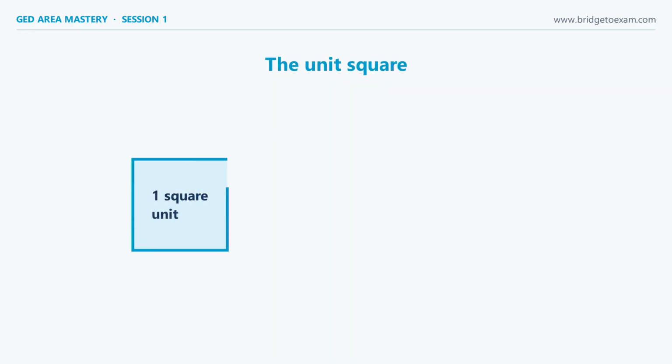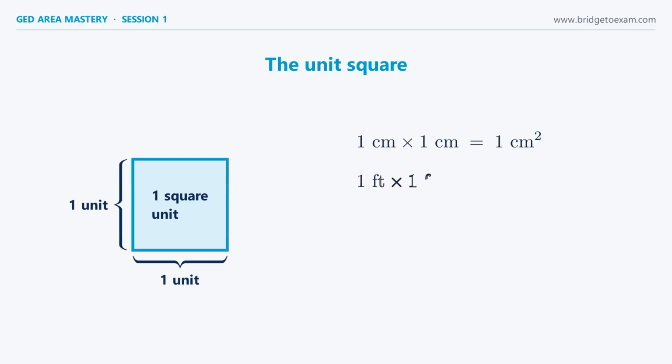Our building block is the unit square. A square measuring 1 unit on every side. Its area is exactly 1 square unit. A square 1 centimeter on each side is 1 square centimeter. A square 1 foot on each side is 1 square foot. And notice that little raised 2 in the unit. It isn't decoration. It's telling you this measurement has 2 directions, one across and one up.